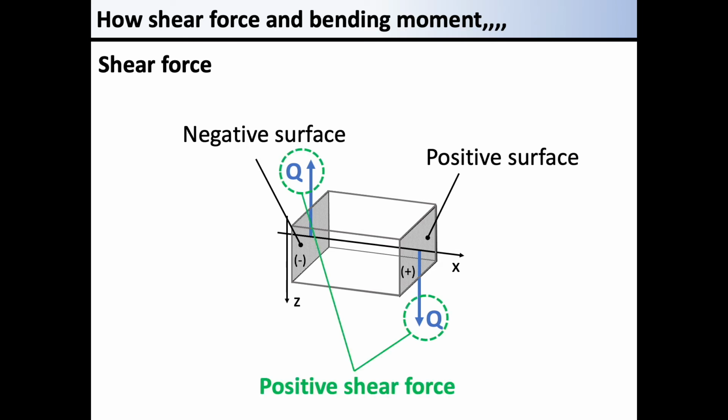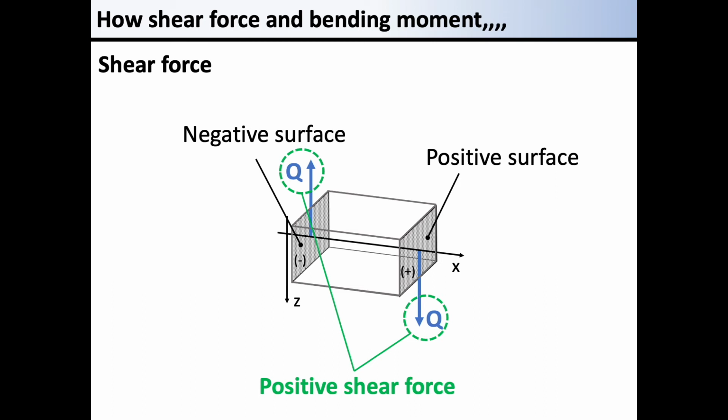We define the shear force acting on the positive surface toward the positive direction of the z-axis as positive. The positive shear force acting on the negative surface is toward the opposite direction of that on the positive surface. Q in this illustration is a positive shear force. The bold arrows in the illustration are positive shear forces.